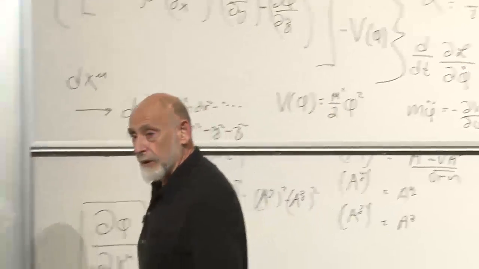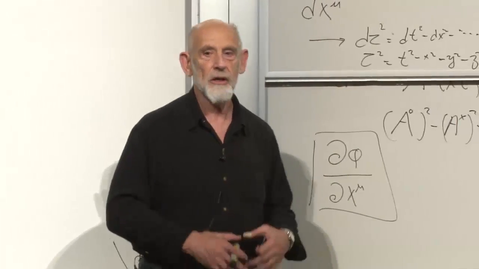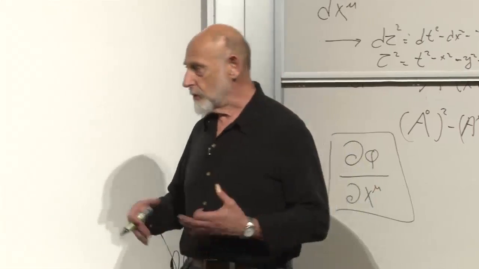Now, next, what else can you put in? Well, we certainly want to put in derivatives of the field. If we don't put in derivatives of the field, our field theory is going to be very, very trivial. It's not going to be very interesting. We have to put derivatives in, but we have to put the derivatives in a way which constitutes a scalar. So what can we do?